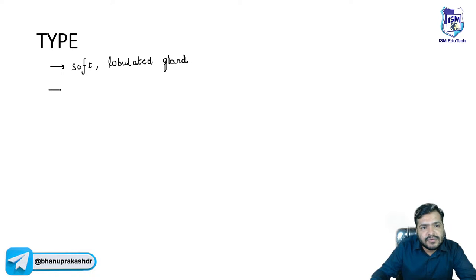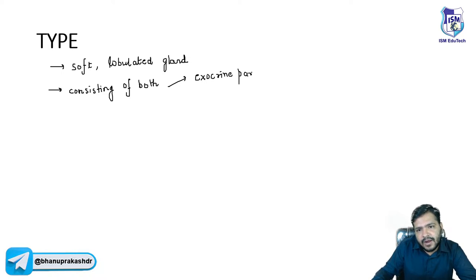It is consisting of both. Yes, very good. It is a type of mixed gland. It is endo and exo both. Very good. So yes, it is consisting of both parts. We have the exocrine part and we have the endocrine part.